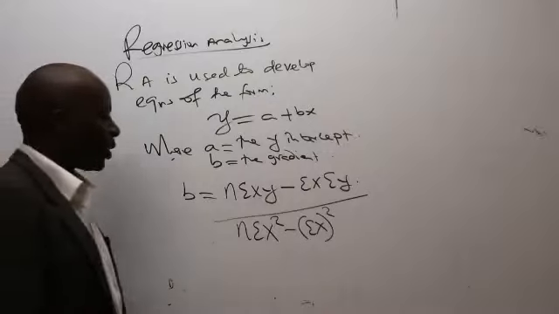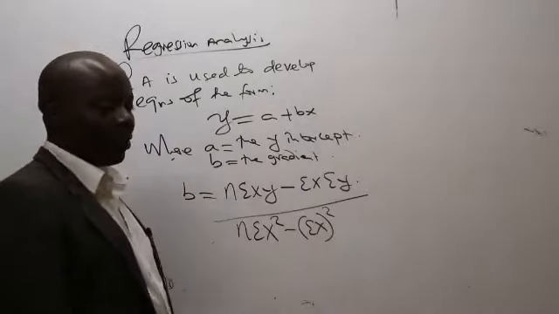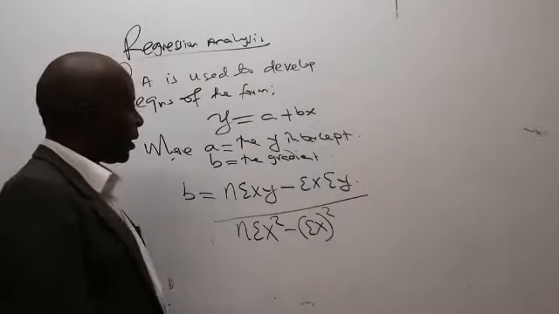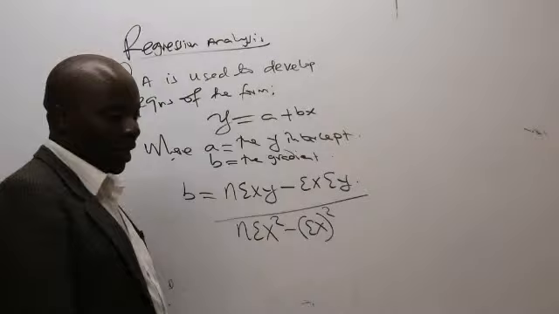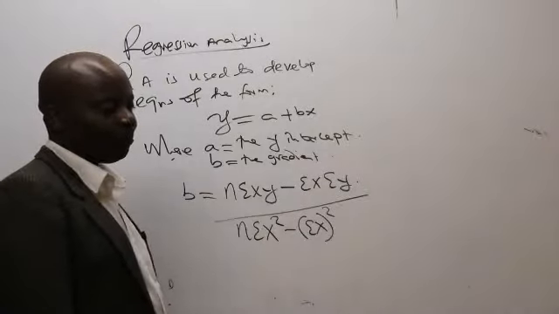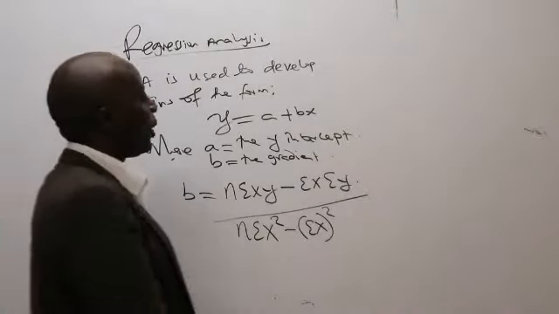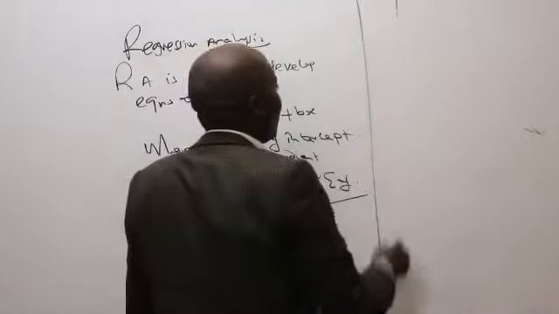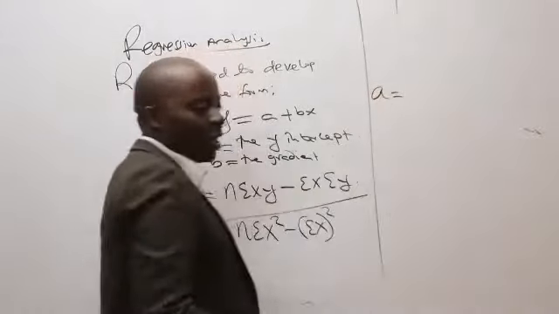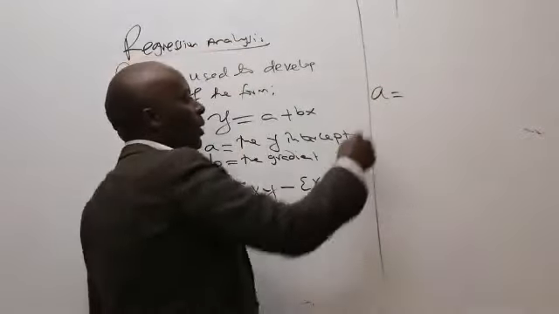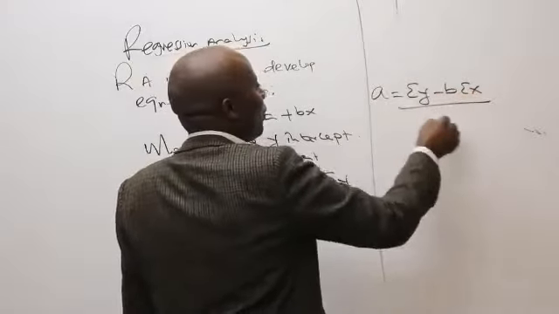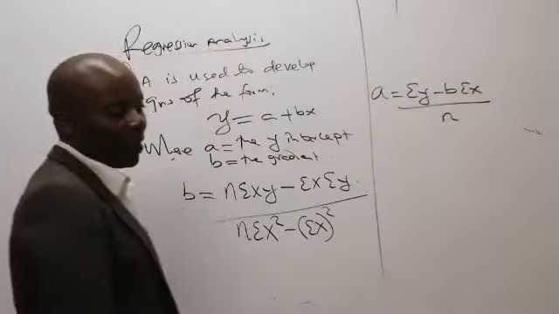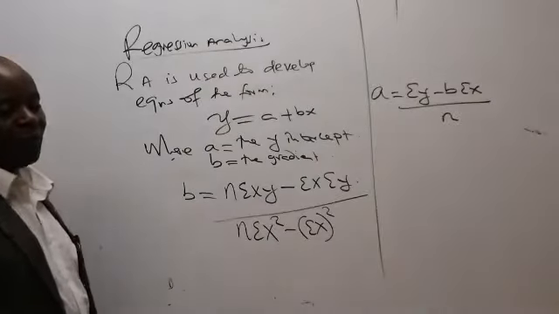n summations of xy minus sum of x, sum of y, all over n summations of x squared minus open brackets summation of x squared like that. And then of course, straight away, the formula for getting a. How do we get a? a will be summations of y minus b summations of x, everything to be divided by n.